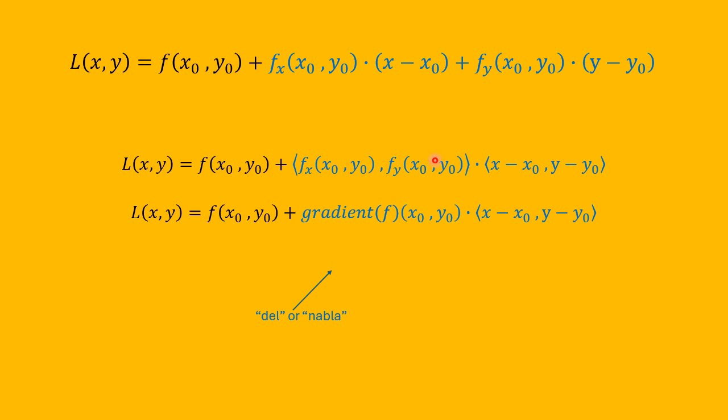Well, this first vector, with the partial of f with respect to x and the partial of f with respect to y as the two components, is called the gradient of f. And we're evaluating it at the point x naught, y naught. So we have the gradient of f at this point dotted with this vector. Another way that the gradient of f is written is by this symbol right here. This represents the gradient of f at the point x naught, y naught.